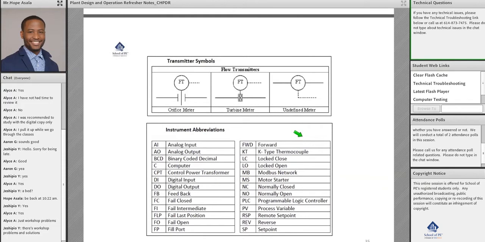Transmitter symbols. So, an example of an orifice meter, a turbine meter, and an undefined meter, right? These symbols are just going to tell you, okay, this transmitter, this is how we expect them to look like. Then the abbreviations are the more important thing, right? We just saw one that says FT, flow transmitters. So if you want to distinguish the type of transmitter, you have to look for the symbol.